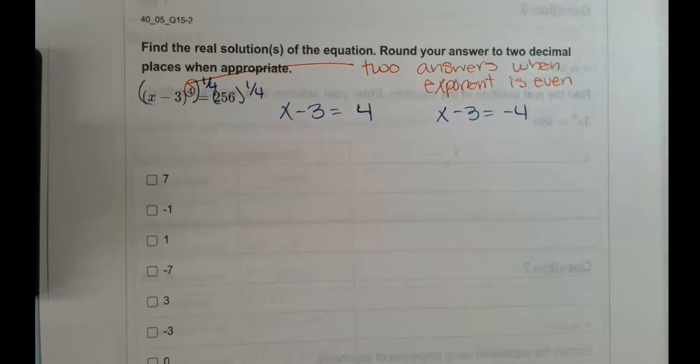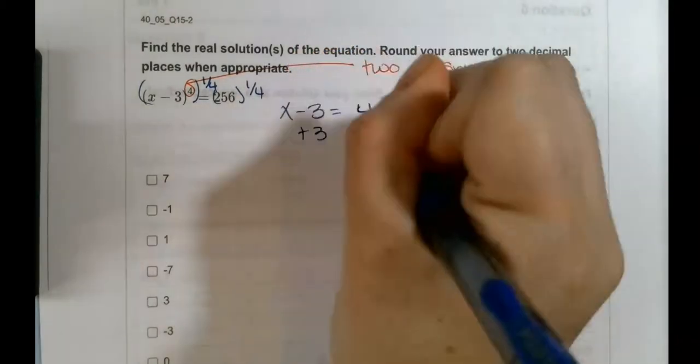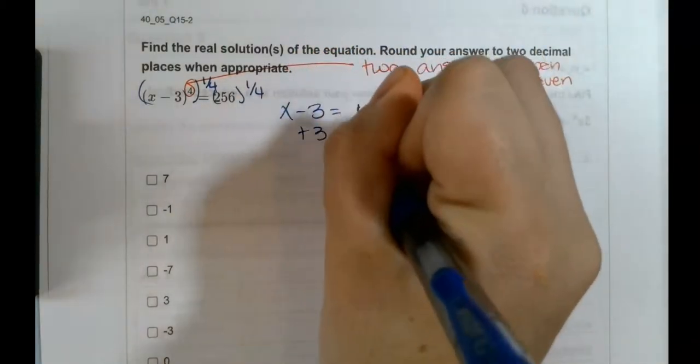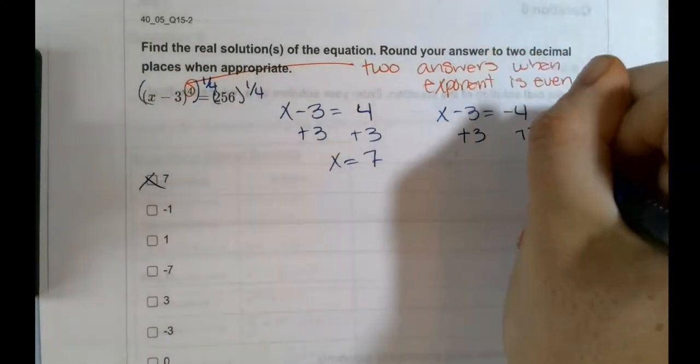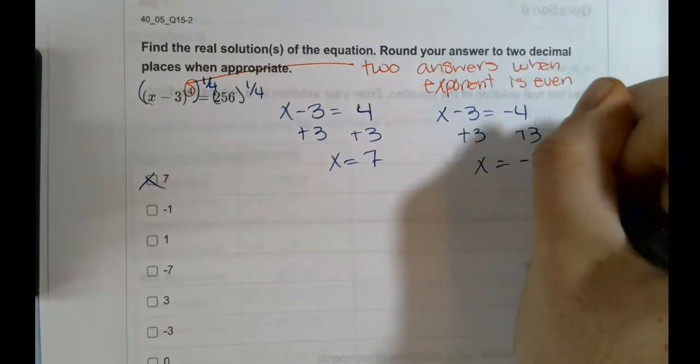Then I want to go ahead and solve each of my equations. So the first one, I'm going to add 3 to both sides. 4 plus 3 gets me 7. On the second one, when I add the 3 to both sides, I have -4 plus 3, which gets me -1.